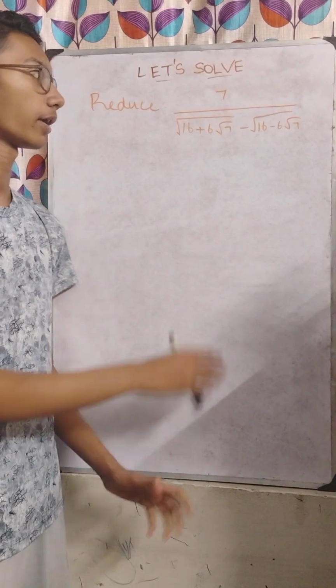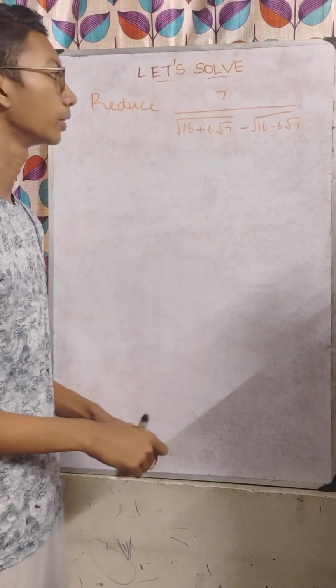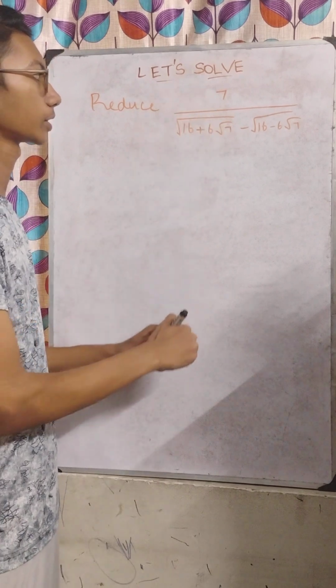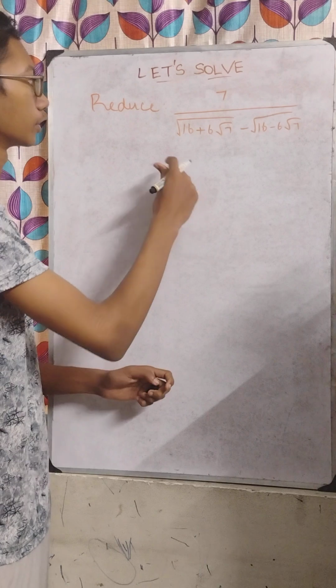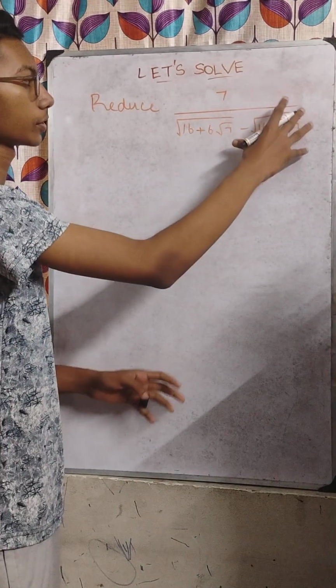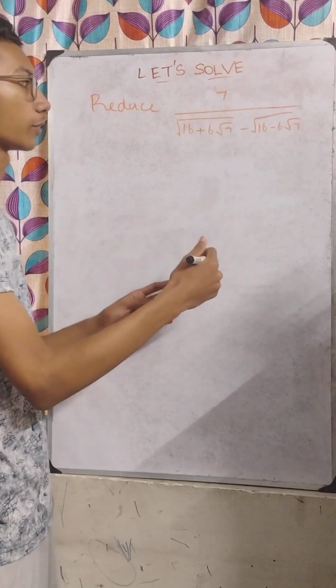In this video, we have another question to solve. So this is a rational kind of question. So now let's solve this. The question is: reduce this rational form into its lowest form.